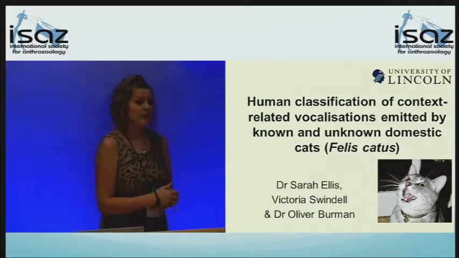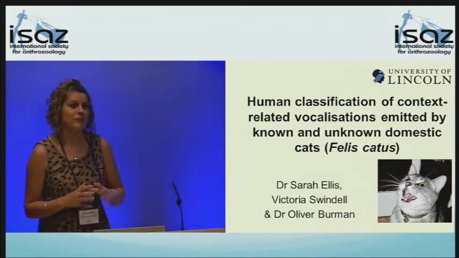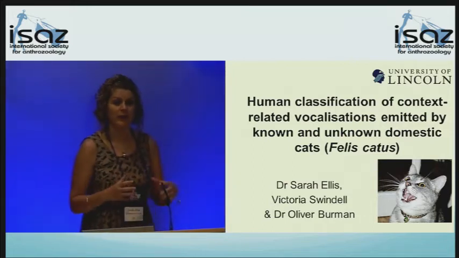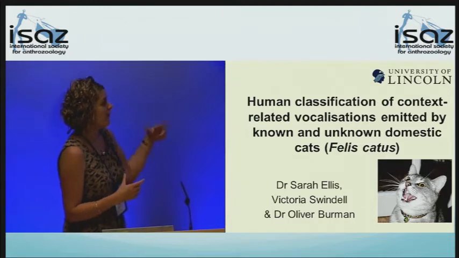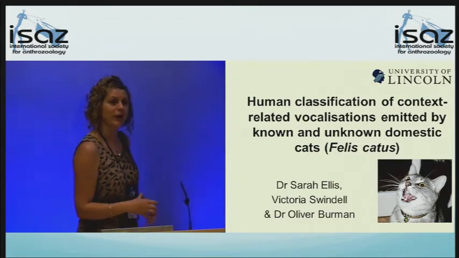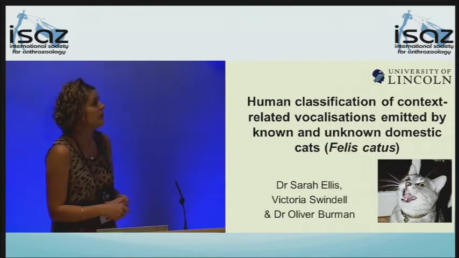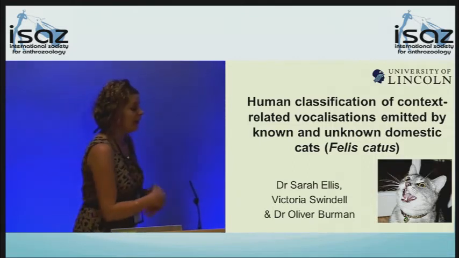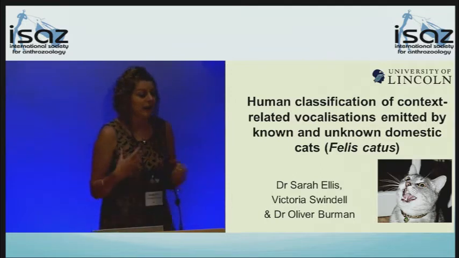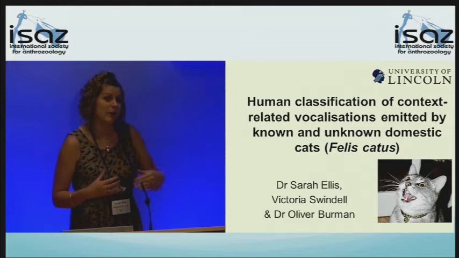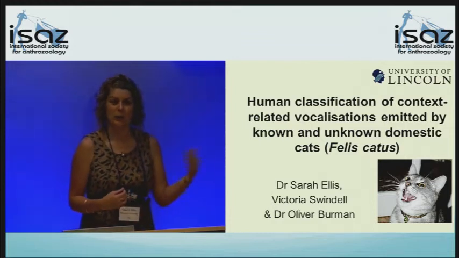So Oliver and I are interested in a range of feline vocalizations, and we've got a number of projects working in this area. This is just one of the parts that we're looking at, focused on the cat meow, but we've got quite a lot going on with the cat purr as well. If anybody's interested, I can chat to you about it. So this is looking at human classification of the context of meows that happen in different types of contexts, and whether we're any good at actually knowing what they are.